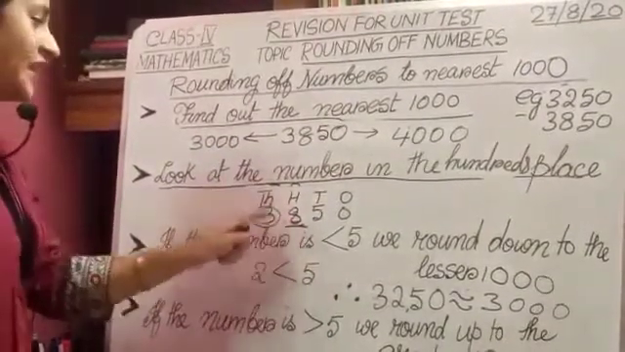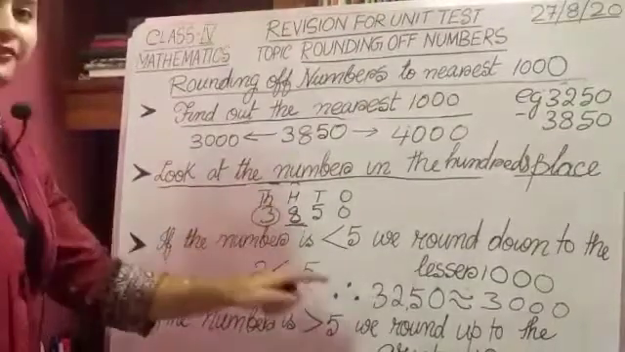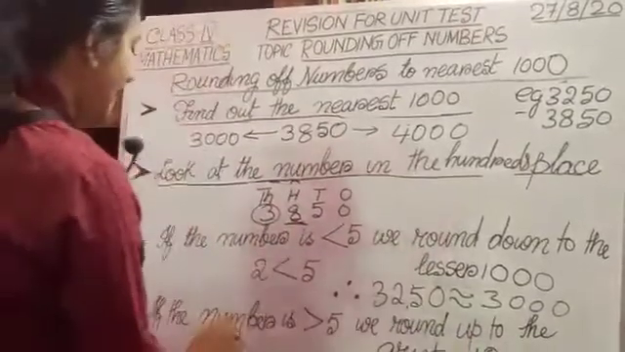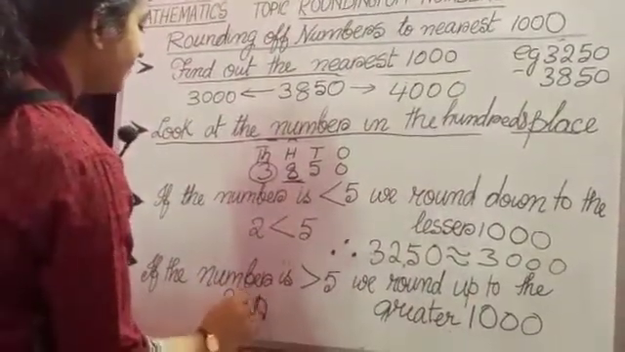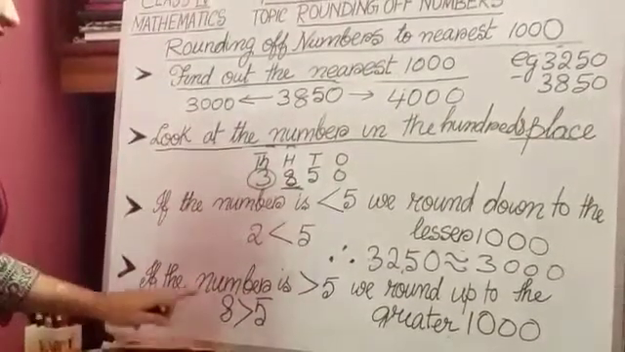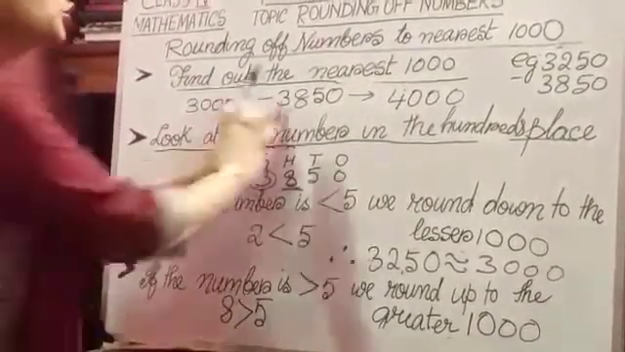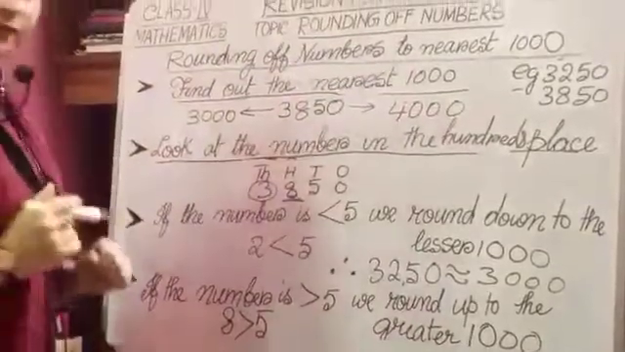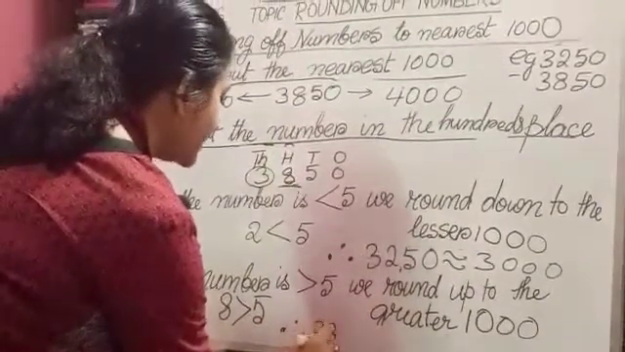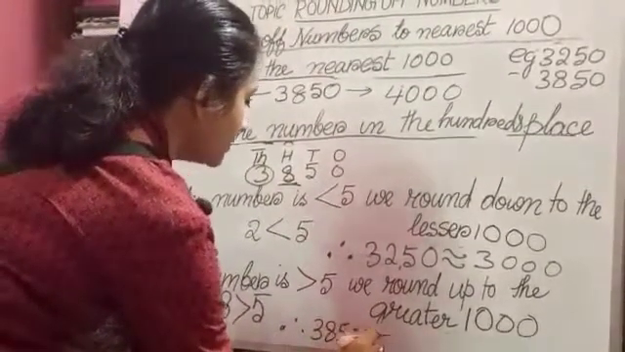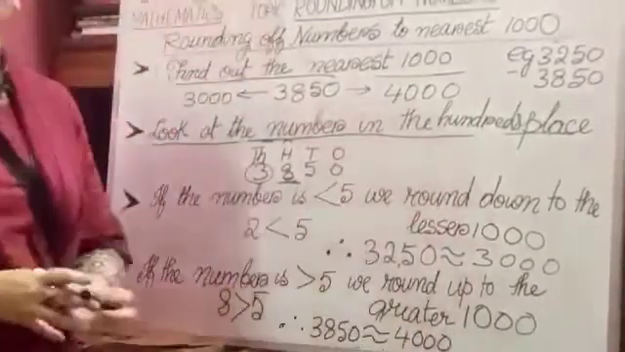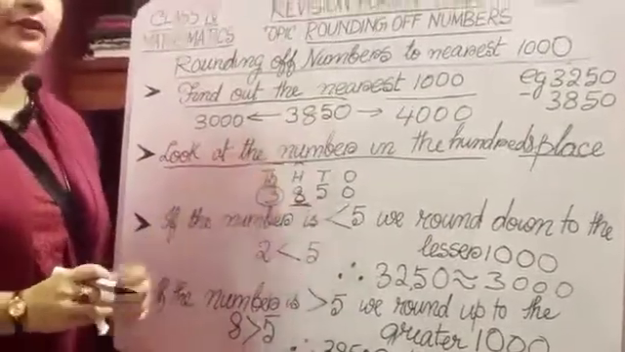Right, children? 8 is greater than 5. You have to compare the number with 5. 8 is greater than 5. So, this rule, this point we are going to apply, right? Then we will round off the number to the higher thousands. That means 4000. Therefore, 3850 can be rounded off to 4000. Right, children? Hope you all have understood this.